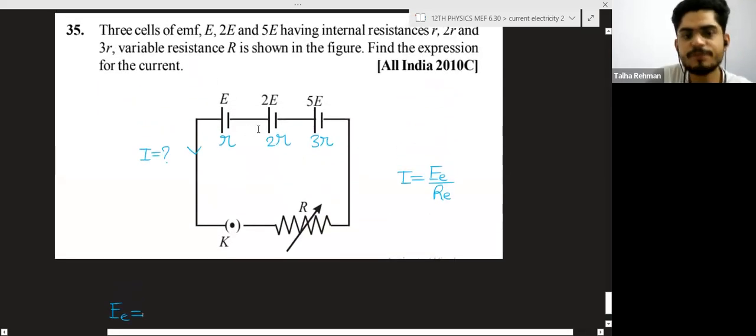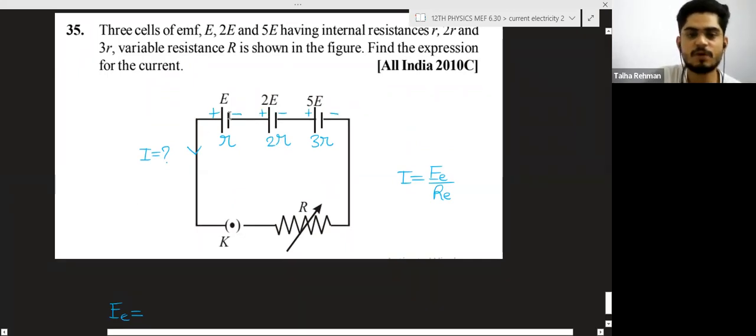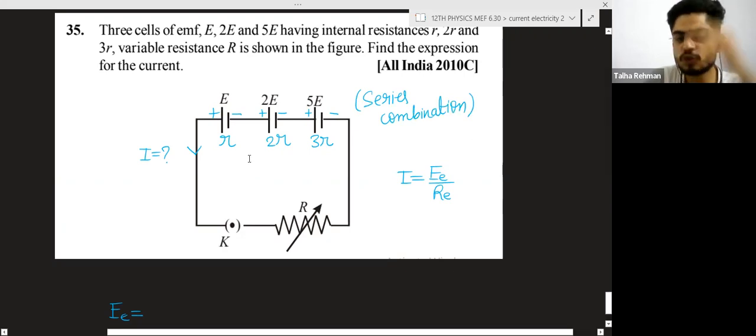This is the series combination of cells. You can check your notes also. This terminal is positive, this is negative, this is positive, this is negative, this is positive, this is negative. Means here the negative terminal of one cell is connected to the positive of the next. So this type of combination is known as the series combination of cells.